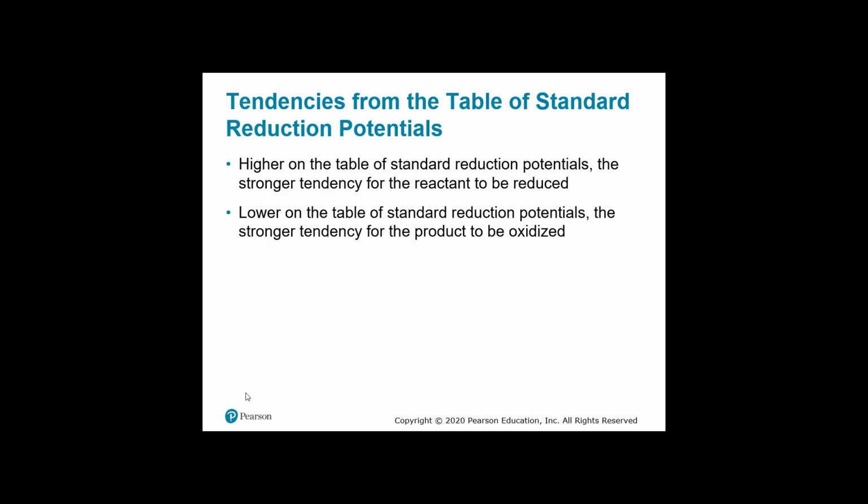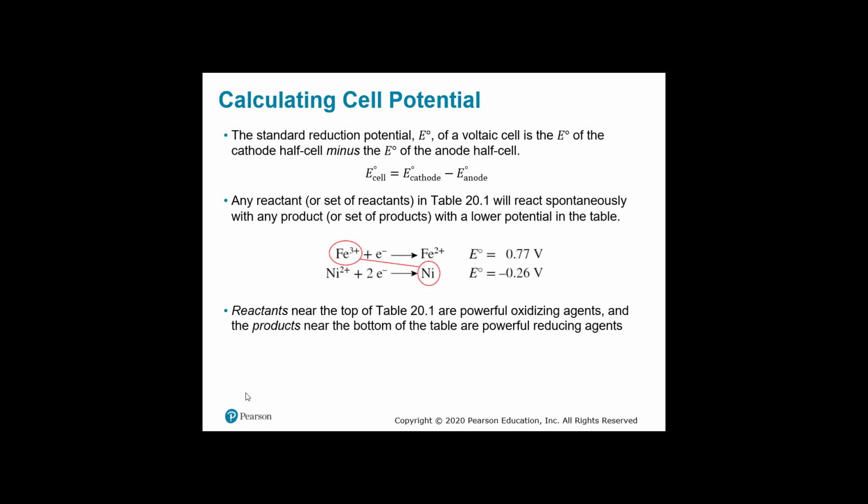Okay, higher on the table of standard reduction potentials, the stronger the tendency for the reactant to be reduced, which is to gain electrons. Lower on the table tends to be oxidized, which is to lose electrons. All right, so the standard reduction potential is this. Here we go, there's the cell potential. So we take the difference between these.